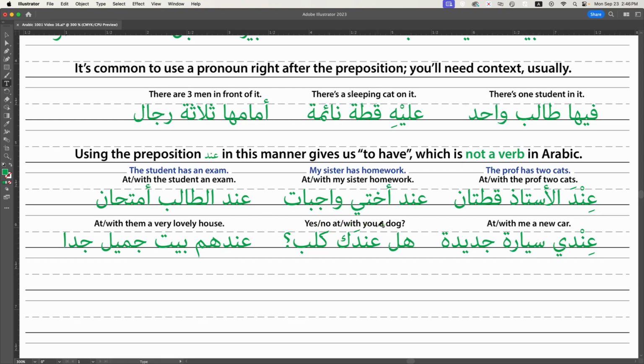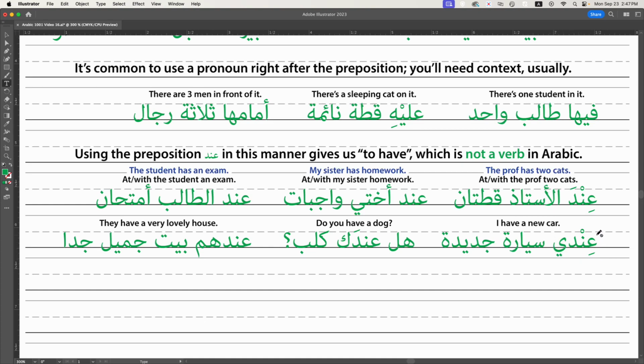So we could translate these literally and get: at with me a new car. At with you a dog. At with them a very lovely house. But that's not really what we mean. What we mean is, I have a new car, or do you have a dog, or they have a very lovely house.